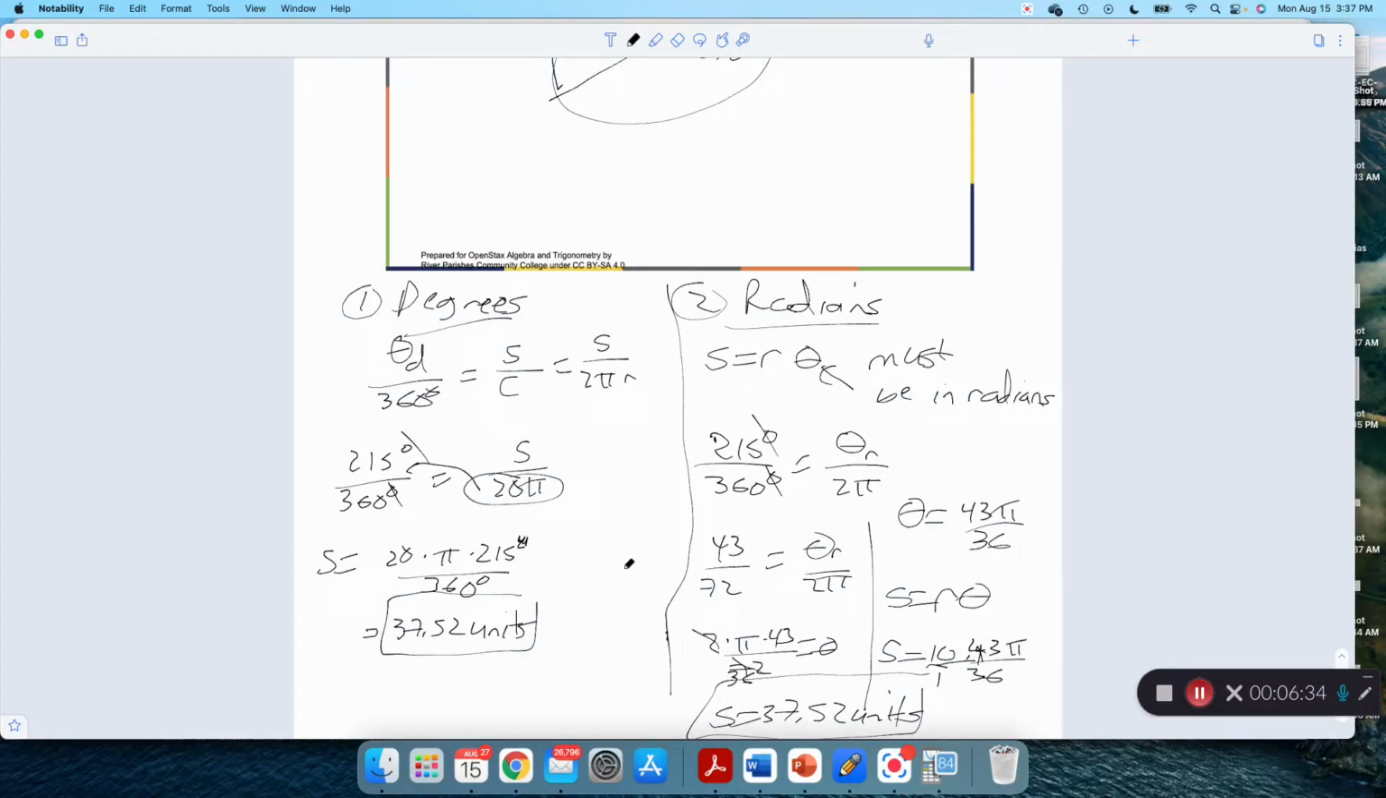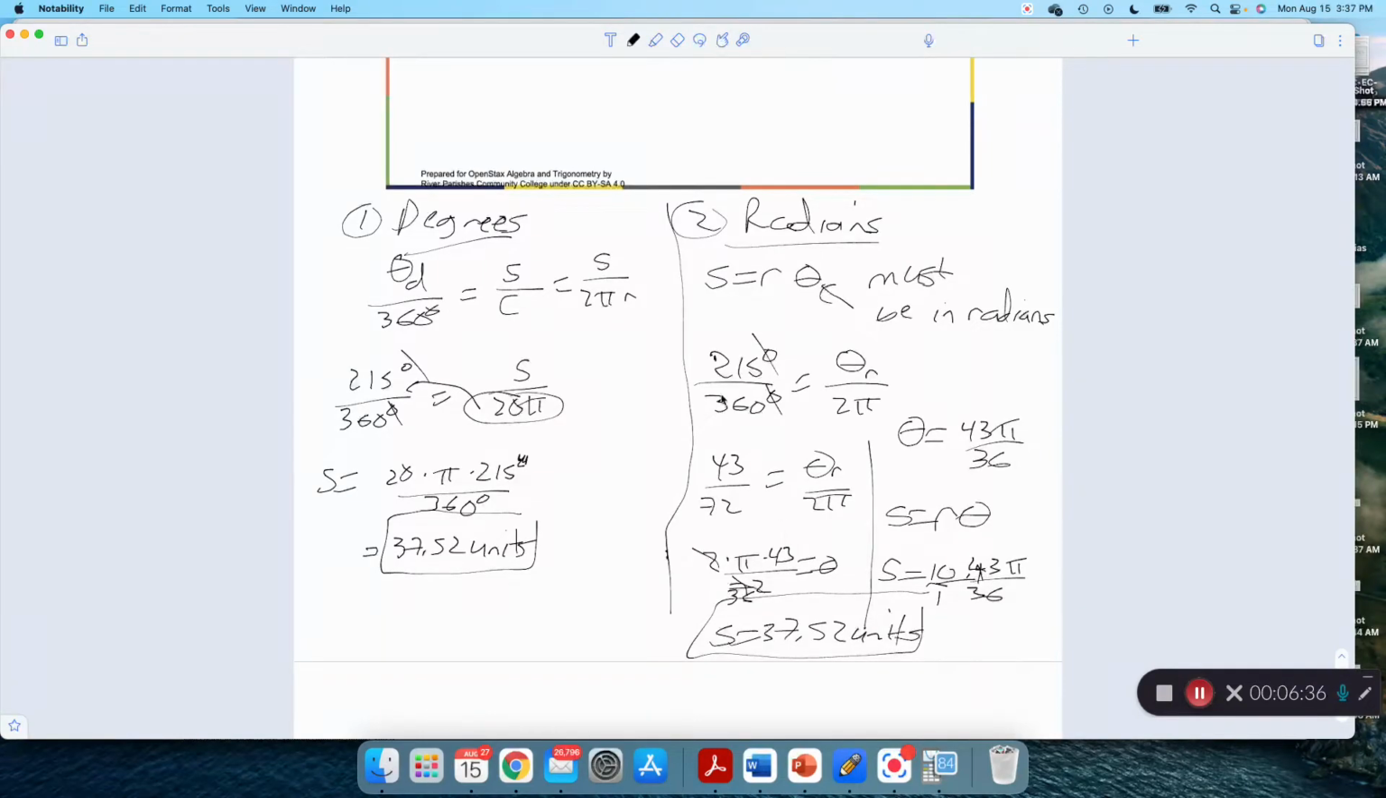I mean, technically, we're kind of doing the same math. If you look here, all we're doing is waiting till the end to multiply by R here. But this just kind of does everything at once. Easy angles, use S equals R theta, but convert first. Hard angles, set up your proportion.